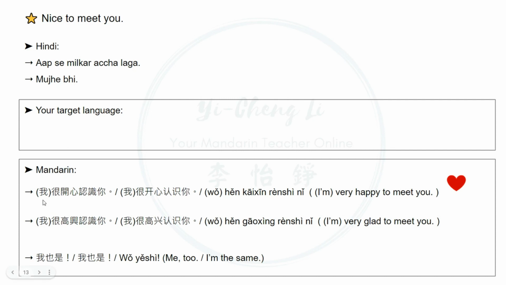Next one, Mandarin. 我很开心认识你。我很开心认识你。Next one. 我很高兴认识你。我很高兴认识你。Both can stand for I'm happy to meet you, but I recommend the 开心 one because this phrase is more colloquial. It is used much more often when you want to emphasize happy, this word. 高兴 sounds way more like a written form, okay? So we don't really say it that much. Next one, 我也是, me too, or I am the same. I am like that as well.